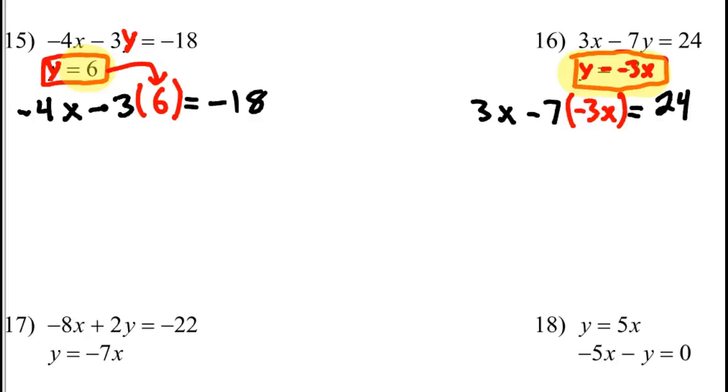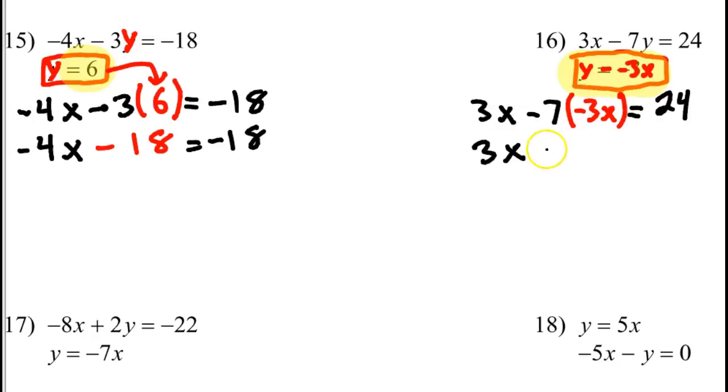Okay. And then next we had to simplify a little bit. And same thing here, we'll get 3x. And be careful with the negative. So if you have two negatives, make sure you get a positive. And up to this point, they're pretty much the same. But once you get here, there's going to be two ways of solving.